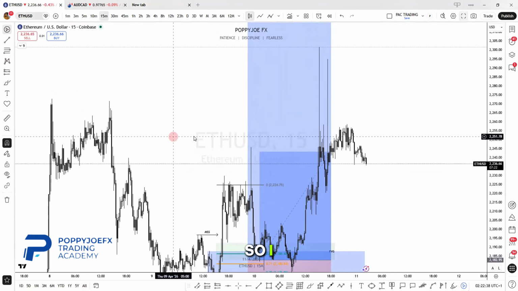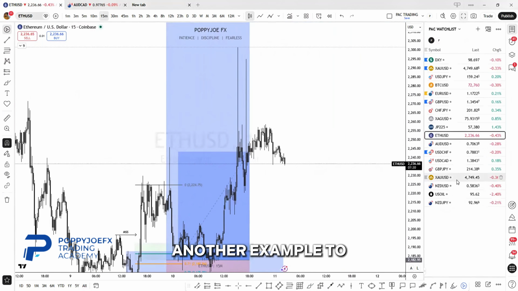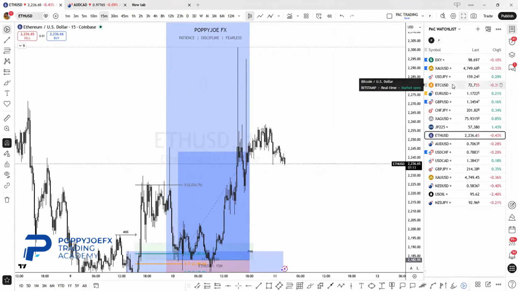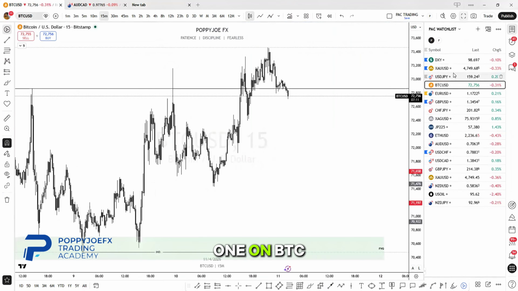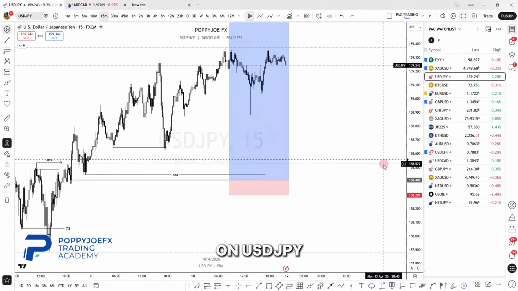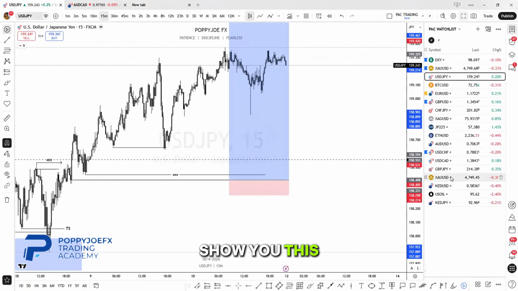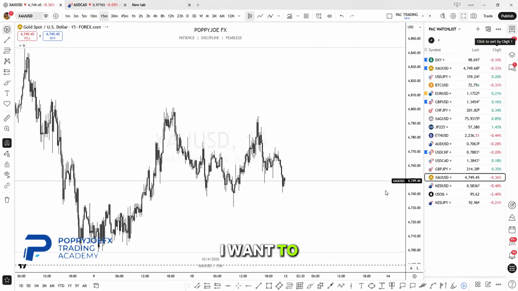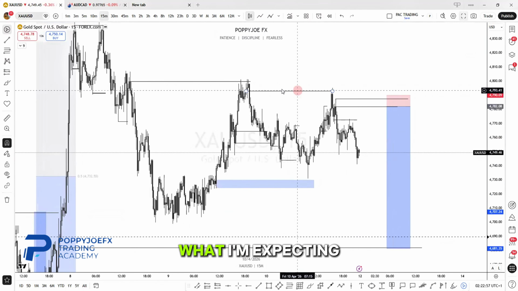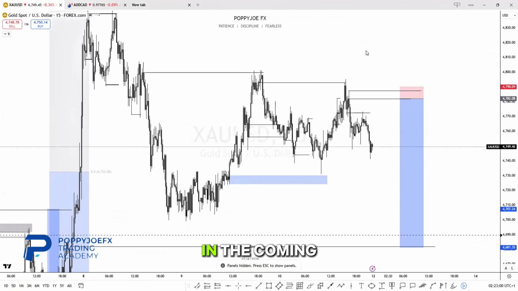So let's see if I can get another example to show you how this actually works. So let me see if I can get another one right here. Do we have one on BTC, on USDJPY? Before we go, let me just show you this trade on gold. I want to show you a quick breakdown of what I'm expecting on gold in the coming week.